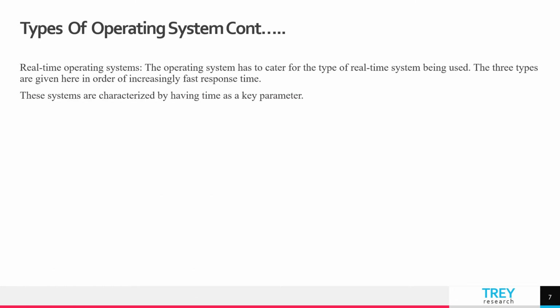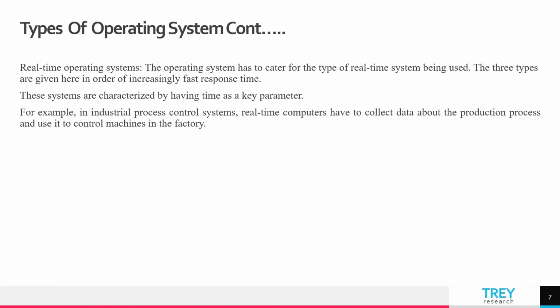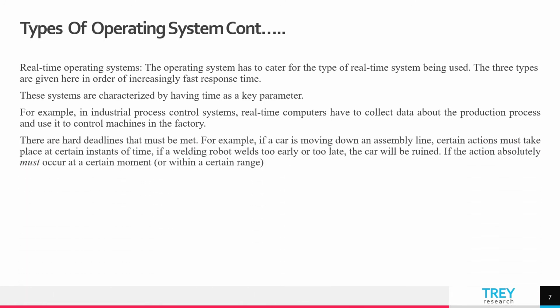The first one: these systems are characterized by having time as a key parameter. For example, in an industry process control system, real-time computers have to collect data about the production process and use it to control machines in the factory. There are hard deadlines that must be met. For example, if a car is moving down an assembly line, certain actions must take place at certain instants of time. If a welding robot welds too early or too late, the car will be ruined. The action absolutely must occur at a certain moment or within a certain range.